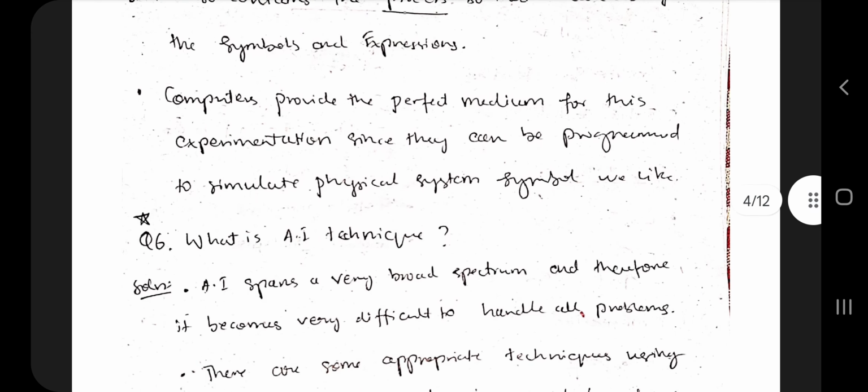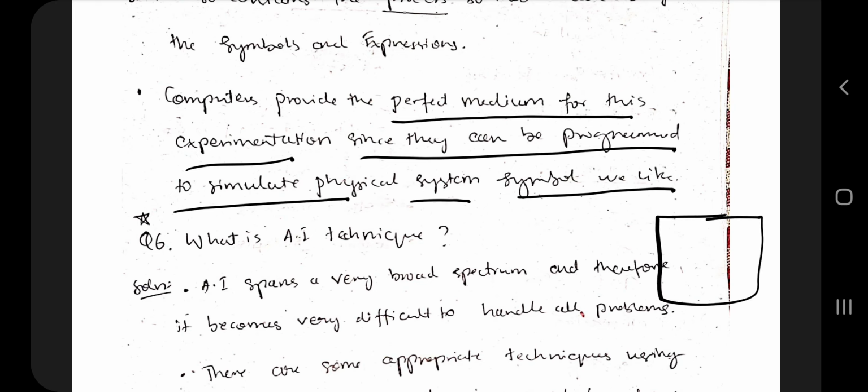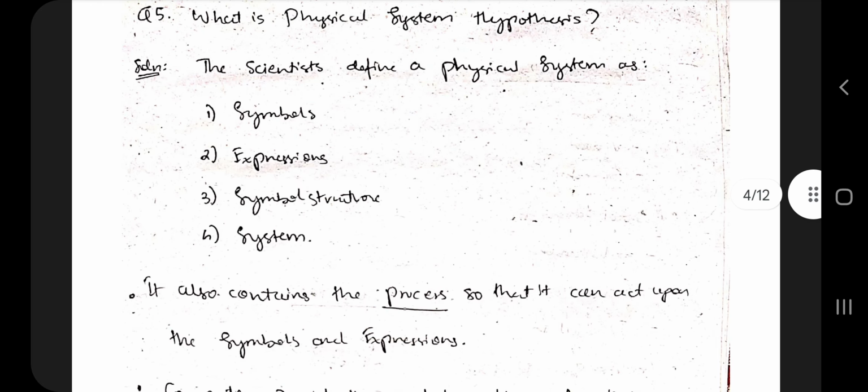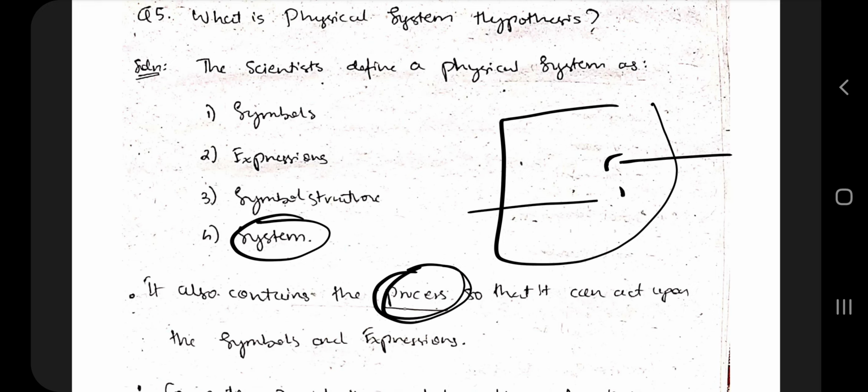Okay, and computers provide the perfect medium for this experimentation, since they can be programmed to simulate physical symbol systems. For example, if you want to simulate any real world scenario, in the real world scenario also we can find many expressions and symbols. We can divide the whole scenario into these parts. The whole scenario is called the system. What are the different things happening in it is called process. Means if someone is walking from here, if someone is coming here, these are all processes happening.